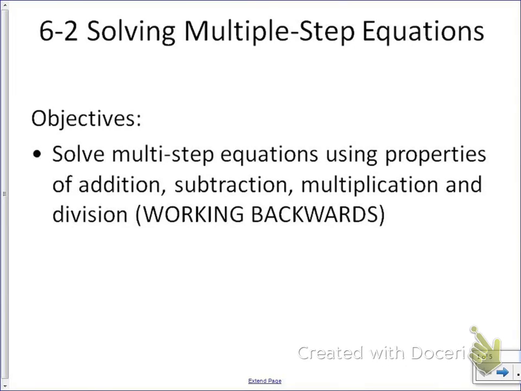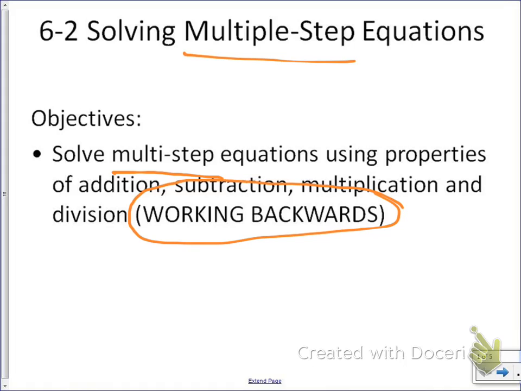Okay, for this lesson, 6.2, we're going to be solving multiple step equations. We also just call these multi-step equations. The main idea is that we are going to be working backwards. So we're going to be using our properties of equality and undoing what's happening to the variable so that we can get the variable by itself and solve the equation. So make sure that you're focusing on what's happening to the variable so you can undo it.